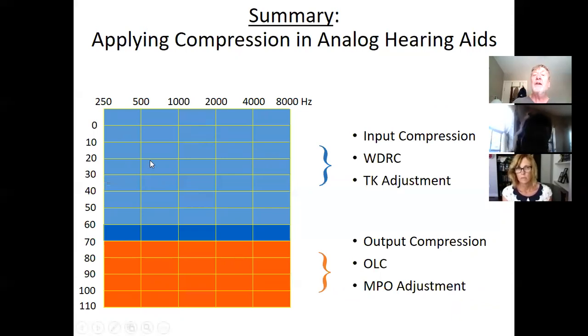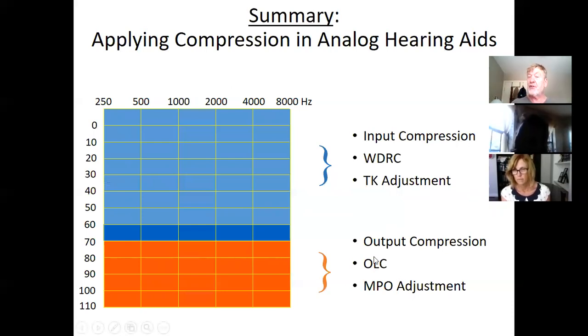The blue is for mild to moderate hearing loss, and WDRC is used, input compression is used, TK adjustment, in other words, changing the gain for soft inputs. Okay, then you've got, for severe hearing loss, output limiting compression, and instead of using input compression, they're using output compression. In other words, the volume control changes the gain, but not the MPO. You set that as the clinician.